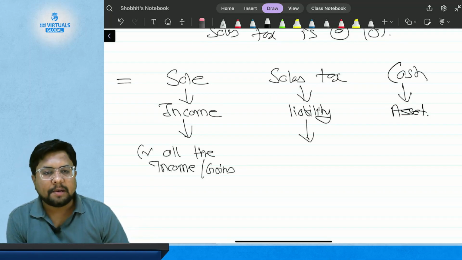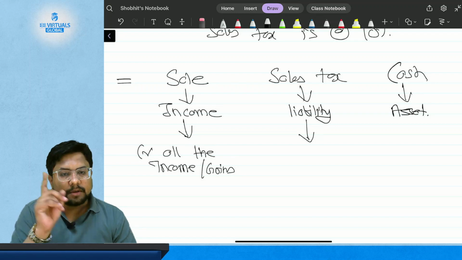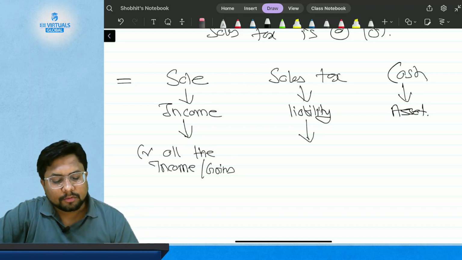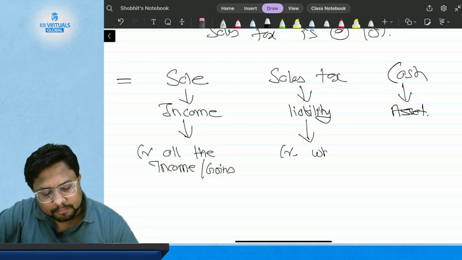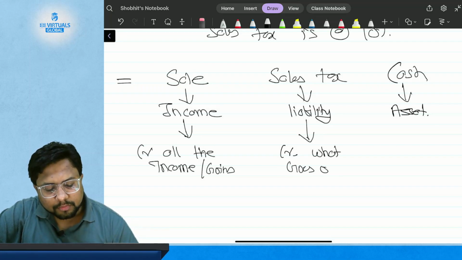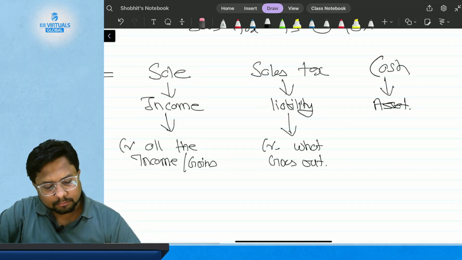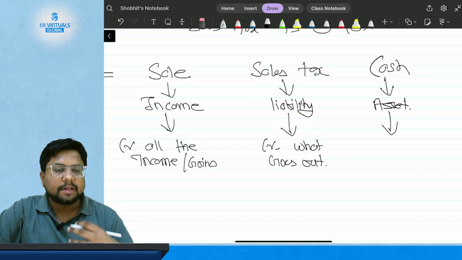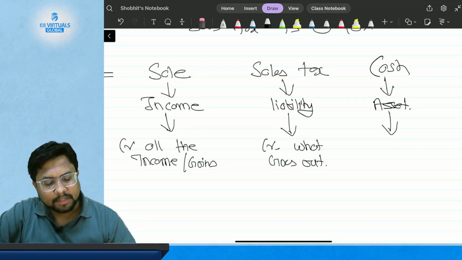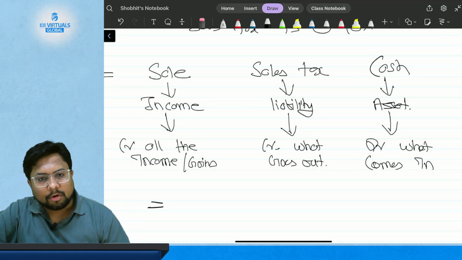Then comes liability. Liability deals with the real account, so debit what comes in, credit what goes out. You are incurring the liability, so you will credit it. Now comes the cash element. You are receiving cash against the sale, so the rule will apply, that is debit what comes in. Based on these rules, what will be my entry?